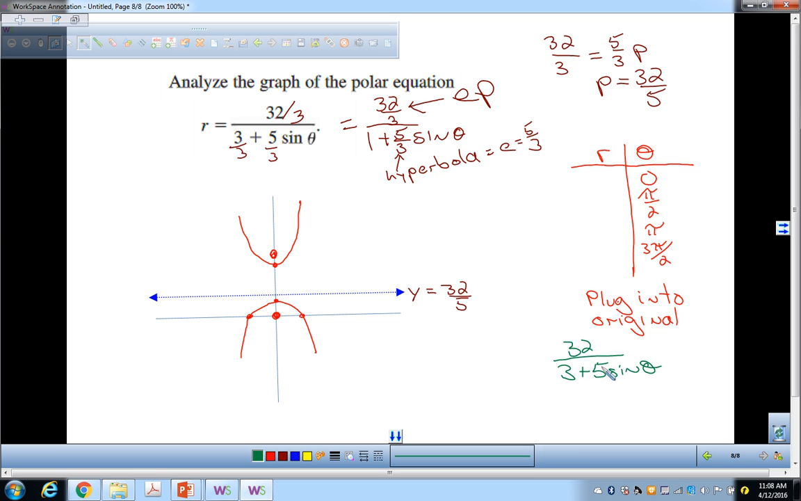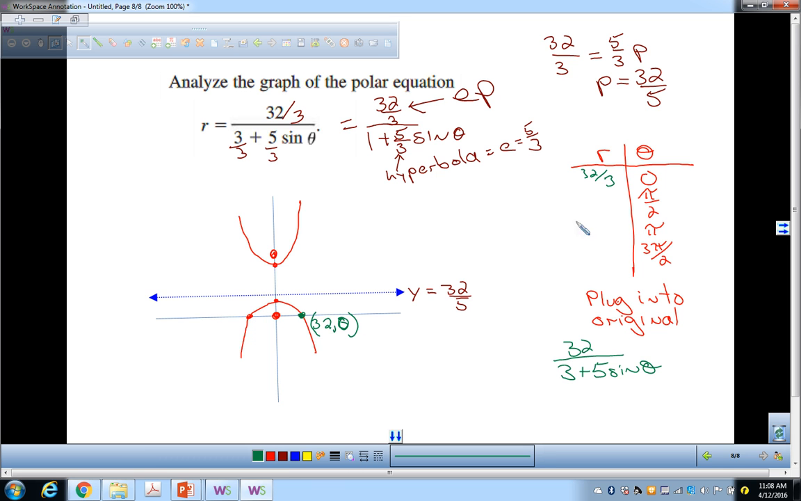So when I plug in 0, look at this equation. What's the sine of 0? 0. So 3 plus 0 is 3, because 5 sine of 0 gives you 0. So I get 32 over 3. Questions about where that came from? Which point is that on this graph? Where's 32 over 3 comma 0? It's the one on the right, and I would label these points in rectangular form. So in rectangular form, this is 32 over 3 comma 0, rectangular coordinates at that point. With me there? Okay?